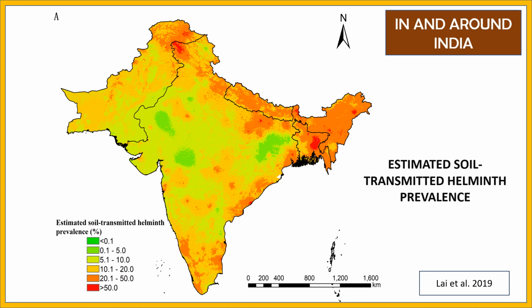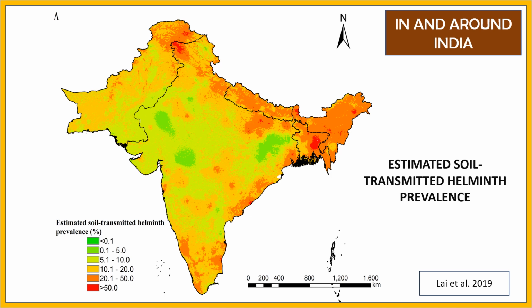So here you can see data. This is the estimated soil transmitted helminth prevalence. In this, the green color represents very less affected, and the red is the highly affected. More than 50% of the people are affected, then it shows red color.